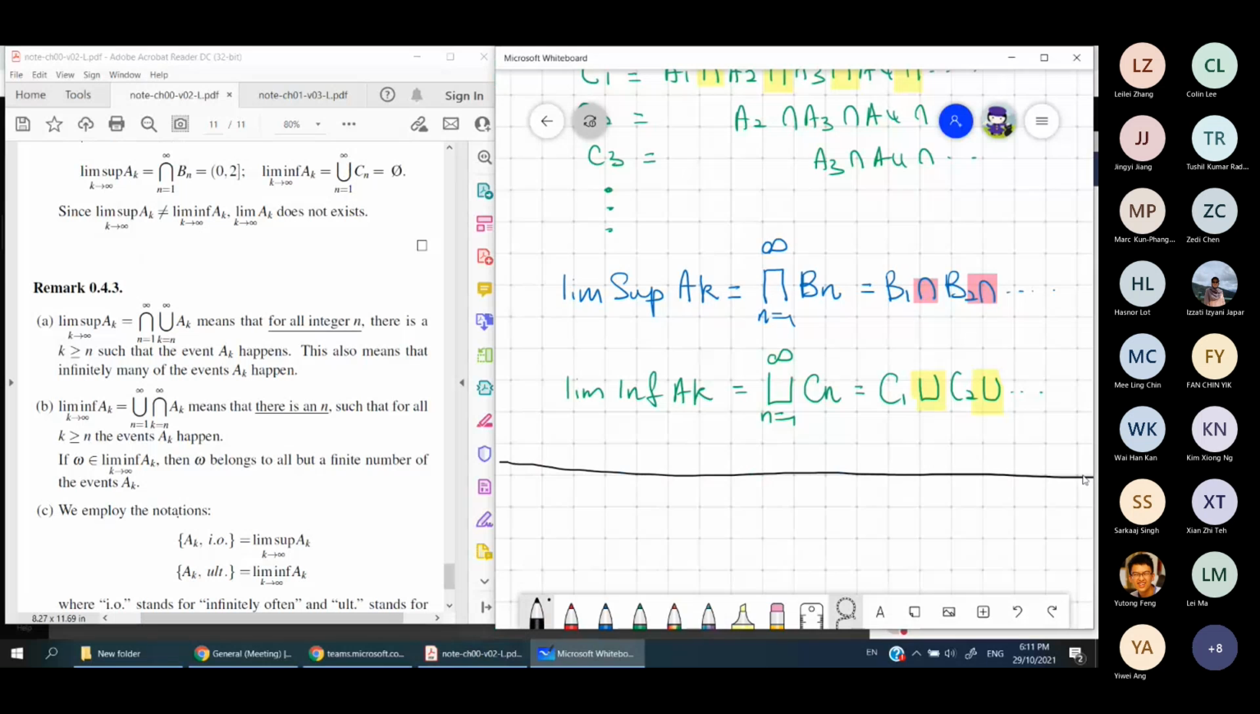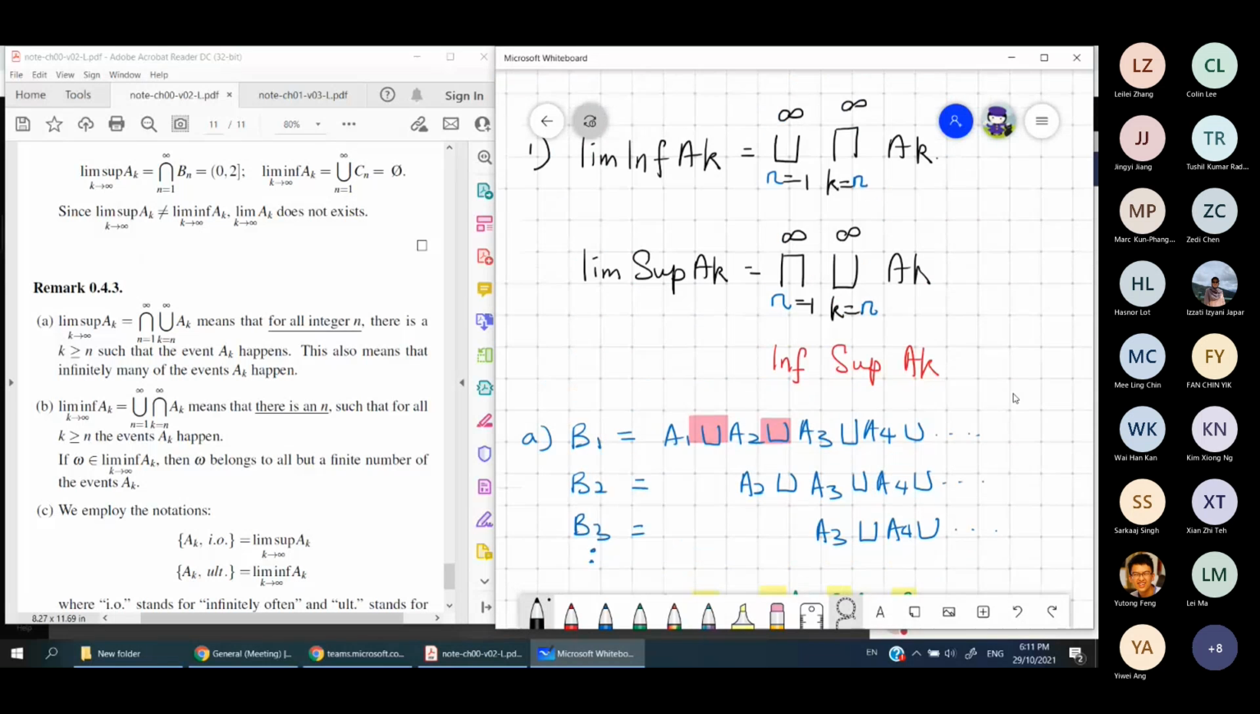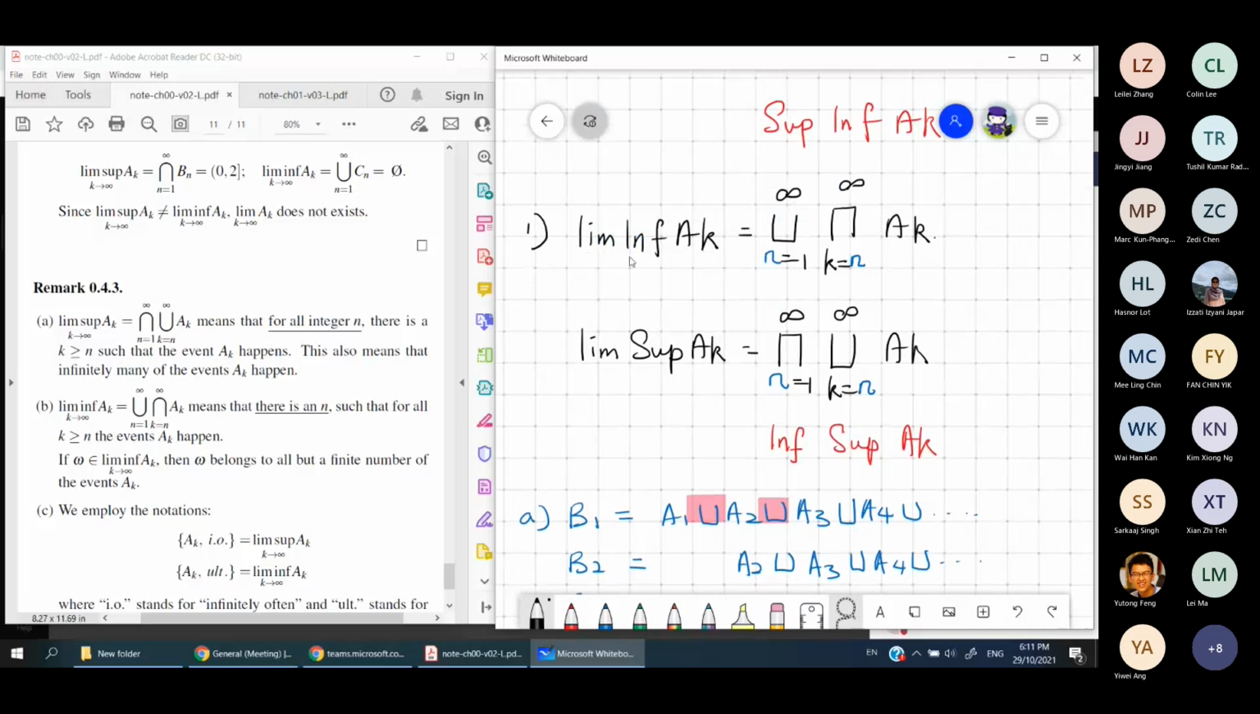Before we proceed, let's go back to the definition once again. The limit infimum of AK will be a union of intersections. Actually, the order should be: we take the intersection first, K running from N to infinity, and then we take the union over all N, and this is the limit supremum.